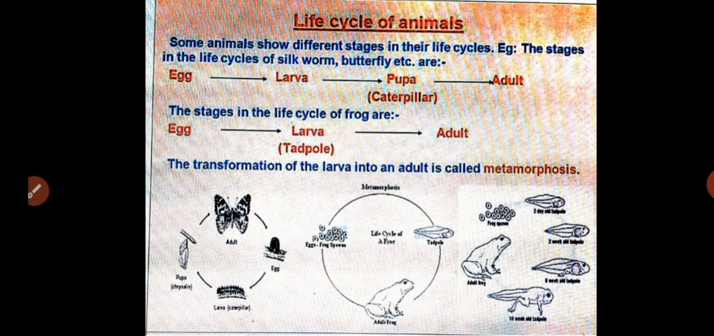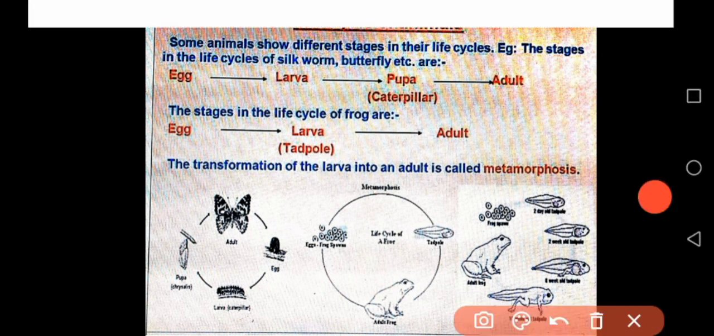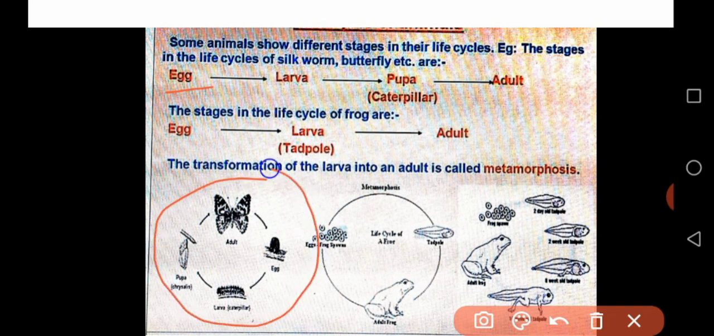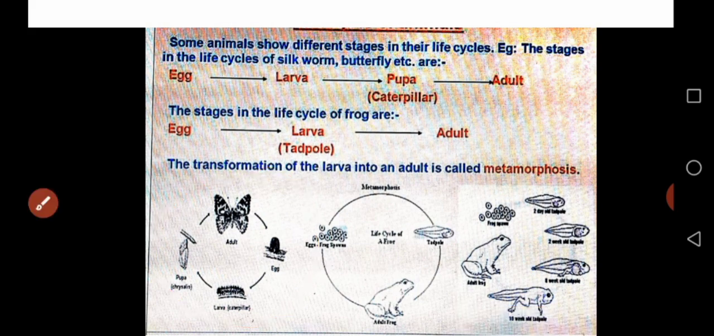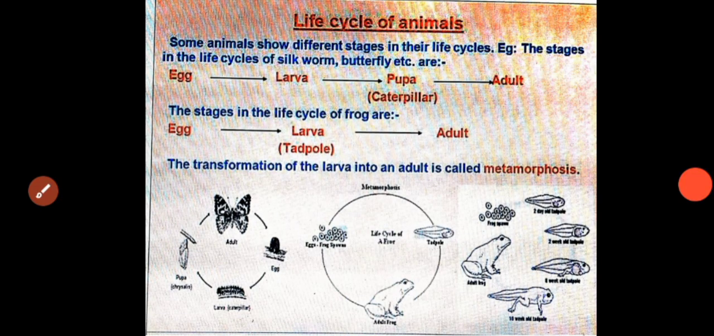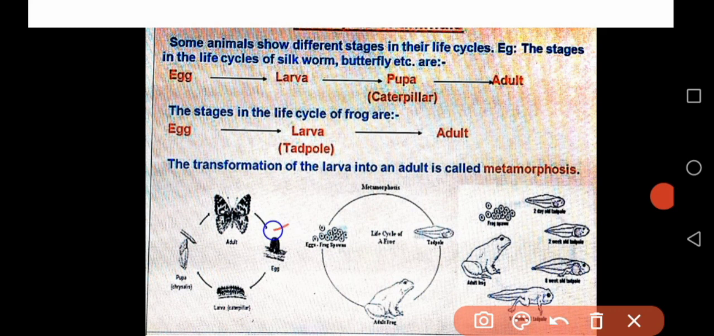So first we have to know the life cycle of the butterfly. That is very simple. The starting stage of the butterfly is in the form of an egg. You see the life cycle of the butterfly here. So the first stage in the life cycle of the butterfly is the formation of the egg.